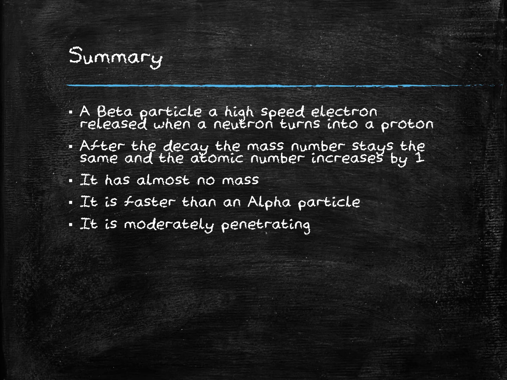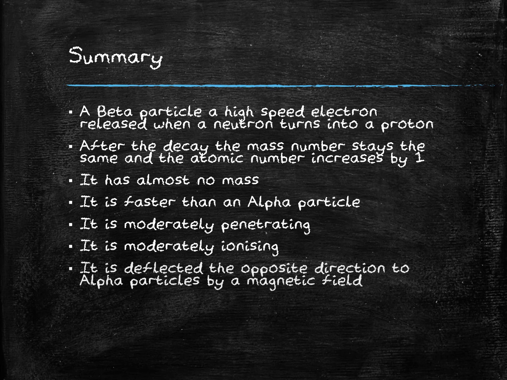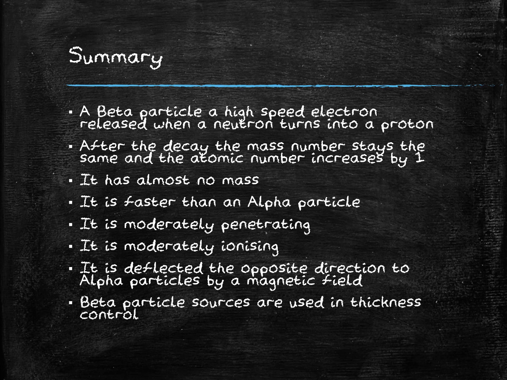It's moderately penetrating. It can get through a few meters of air or up to about 5 millimeters of aluminium. It is stopped by thick aluminium or anything beyond that. It's moderately ionizing. It's deflected in the opposite direction to alpha particles by a magnetic field, and it is deflected more rapidly by those magnetic fields. Beta particles are used in thickness control. That's their main application.